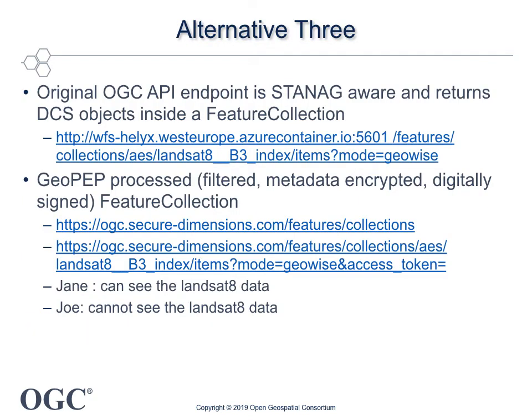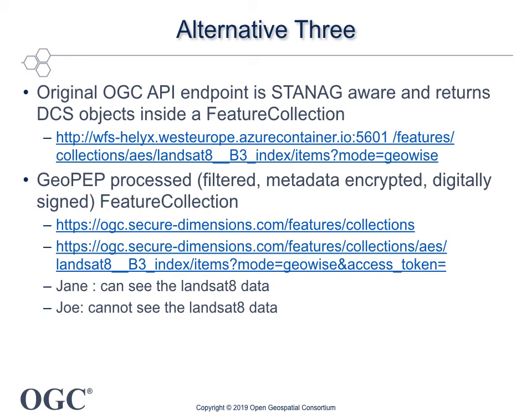For the implementation of Alternative 3, a STANAG-aware feature service provides different satellite images. For demonstration purposes, the Landsat 8 B3 images are considered top secret. With this classification, only Jane is able to fetch the data.